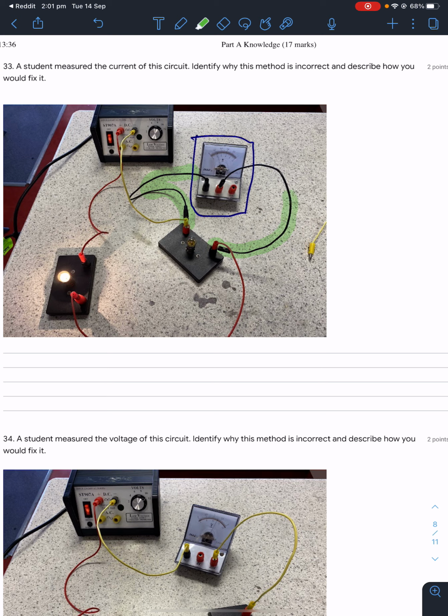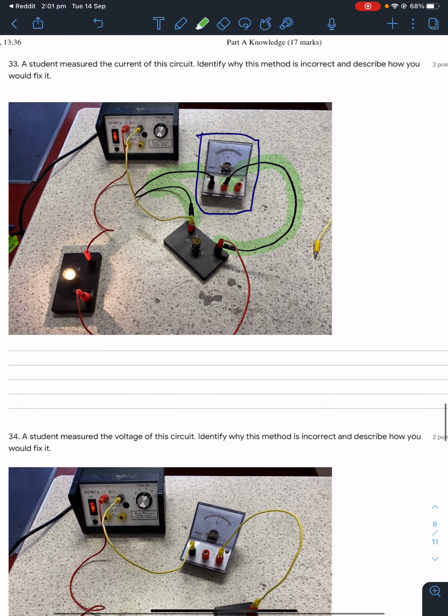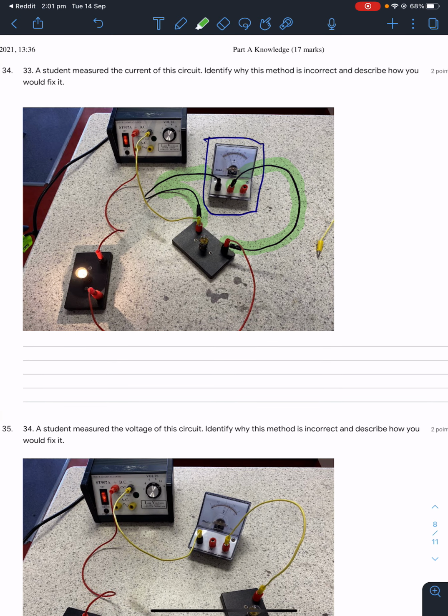It's forming its own little parallel circuit around that globe. That's not how you wire an ammeter. That's how you wire a voltmeter. So to recognize what was wrong there, you'd have to say something along the lines of the ammeter was not measuring the current of the circuit because it was not wired in series in the circuit. It was wired in parallel with the globe. How would you fix it? We accepted any answer that would show that you're now wiring it in series with the circuit.